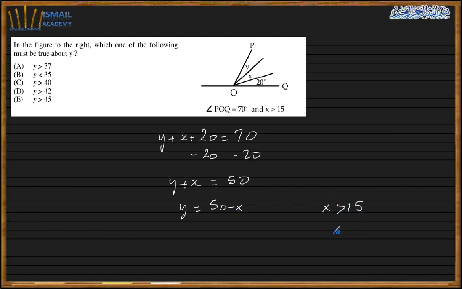Which means that if I multiply by minus, I flip the sign, and I will have minus x is less than minus 15. If I add 50 both sides, I will have 50 minus x is less than 35. And this is y, because y is 50 minus x. So y should be less than 35, and B is my answer.